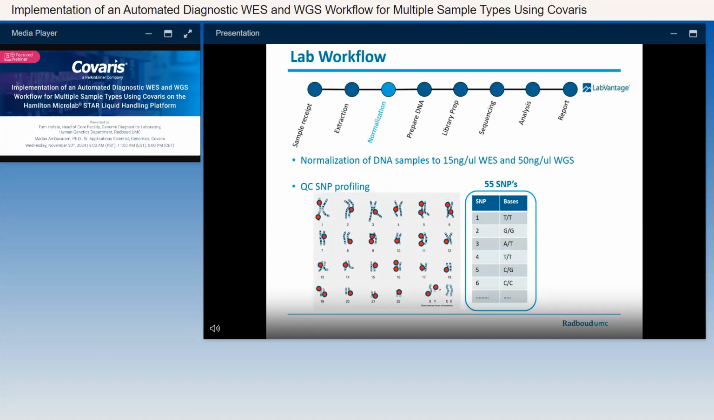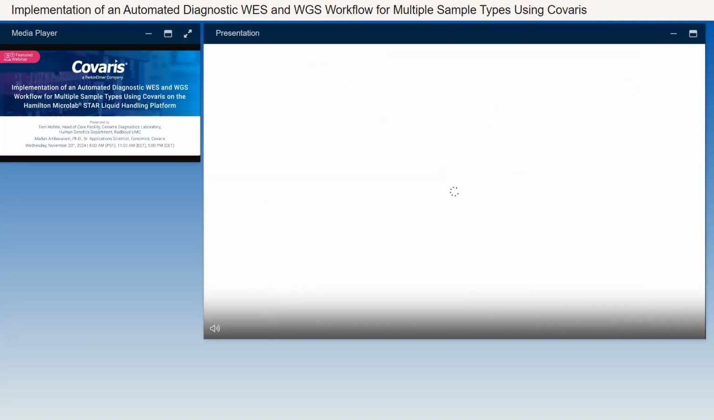And we will store that. And we also do a quality check on gender and compare that with the sample administration to see if the gender is correct. And we look into this for contamination. If that's all fine, then we go forward with this sample and it will go on into the exome or into the genome workflow.